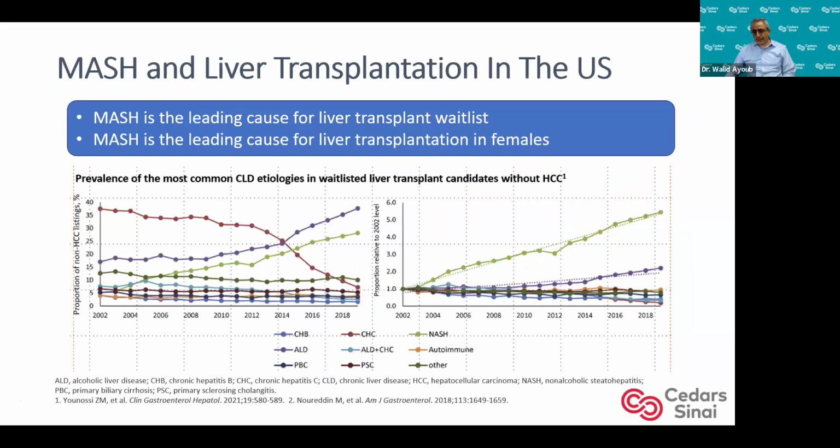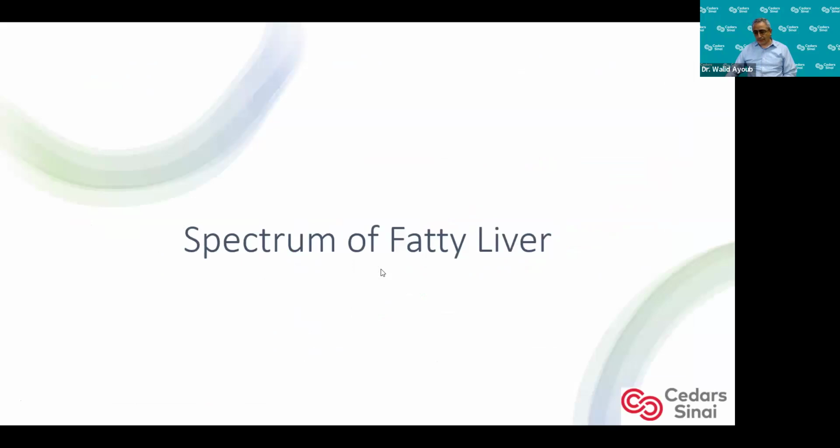It's not surprising that in the United States MASH, or fatty liver, is a leading cause of patients on the liver transplant waiting list. And among patients who receive a liver transplant, it's the number one cause in females and second to alcohol in men, and soon to surpass alcohol in men.